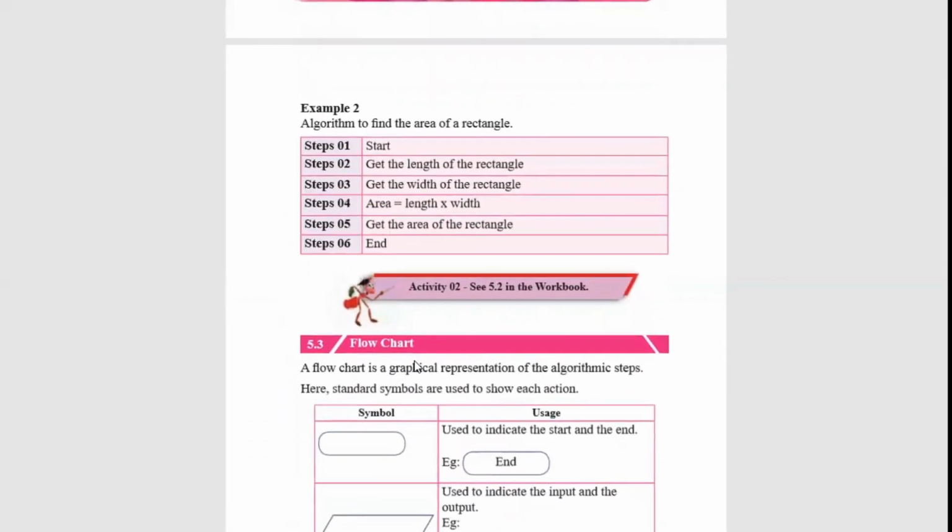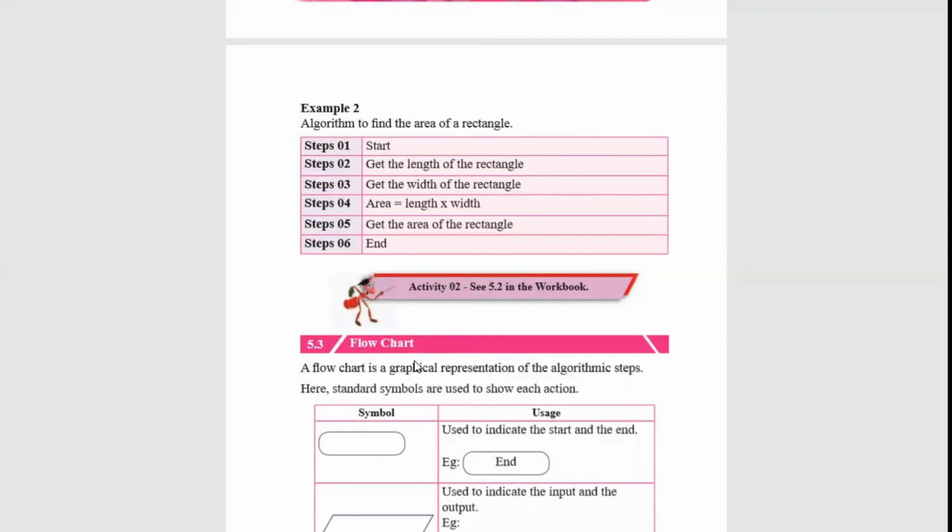There's another example. The algorithm to find the area of a rectangle, right? Here there are 6 steps. The first step is start, the last step is end. So how to find the area of a rectangle? Step 2, you get the length. Step 3, you get the width. Step 4, you multiply length into width, right? And step 5 is you get the area of the rectangle.